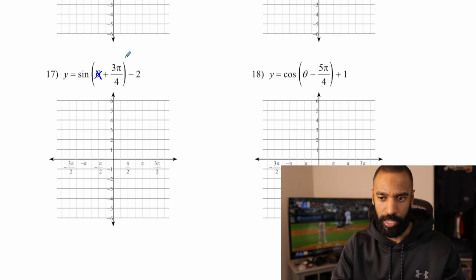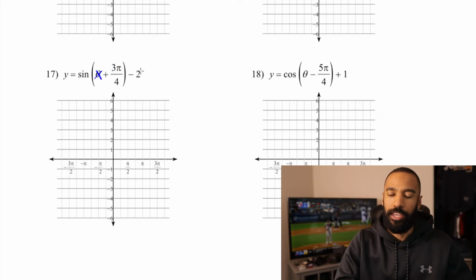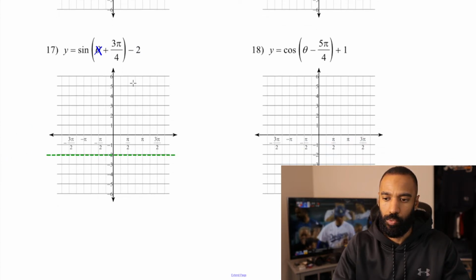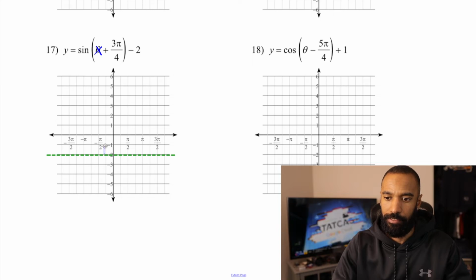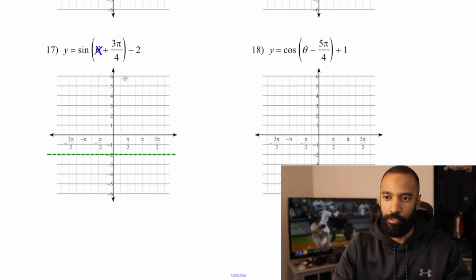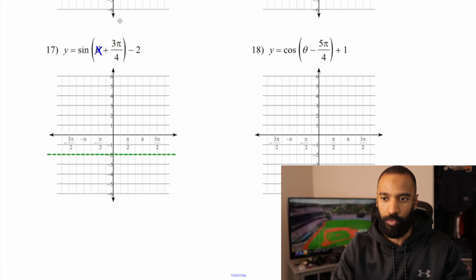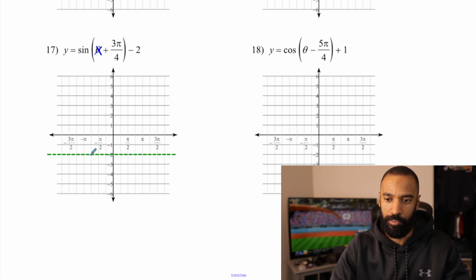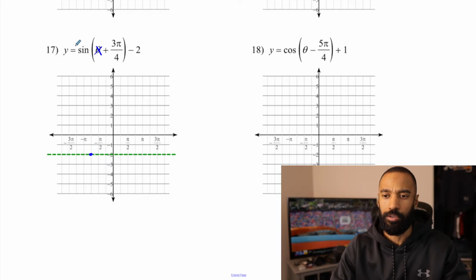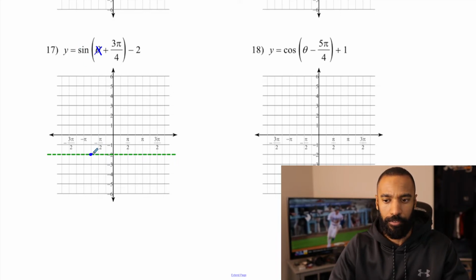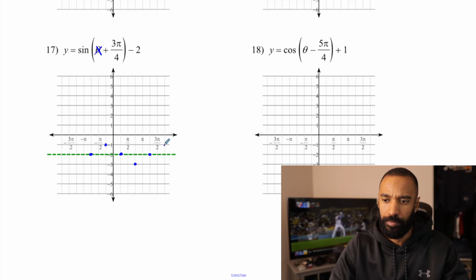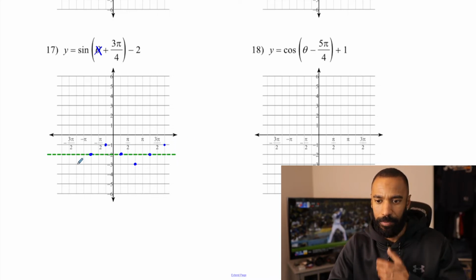Let's just change this to an x like that. Sound good? Okay. All right, your midline is at y equals -2. So this is where we shift this height vertically. This plus 3 pi over 4 means it's a left shift, 3 pi over 4 units. It's a sine graph, so it will be on the midline. 1 pi over 4, 2 pi over 4, 3 pi over 4 to the left. Your amplitude is 1, so every pi over 2 units, we're going to hit a new critical point. Looking good.